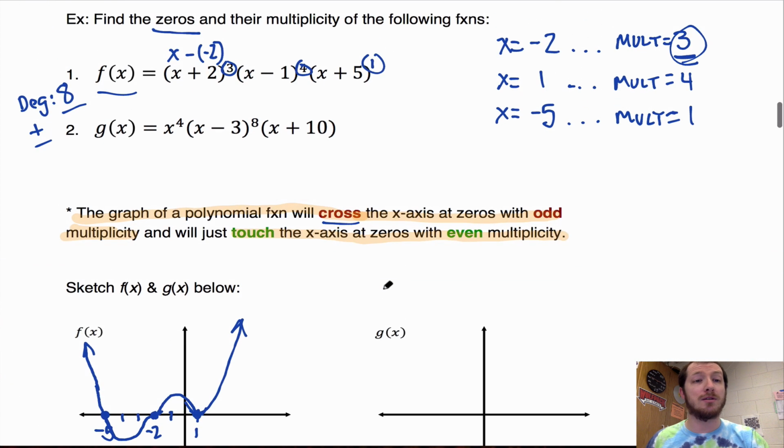Okay, you guys do g of x, number 2, in your notes. Find the roots, the multiplicity of each one, and then give it a good sketch.